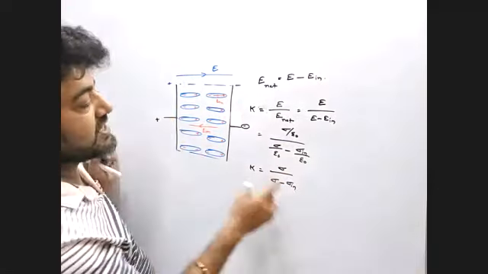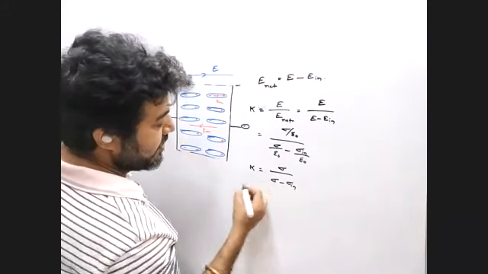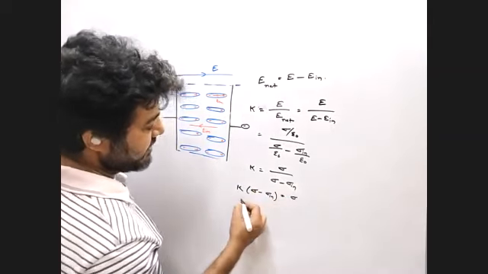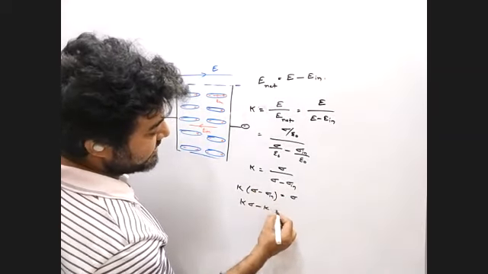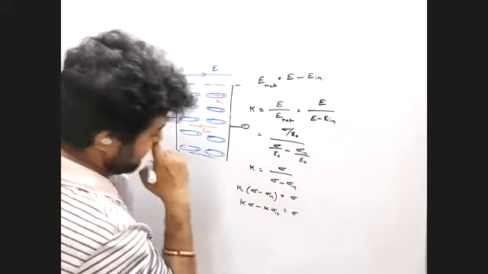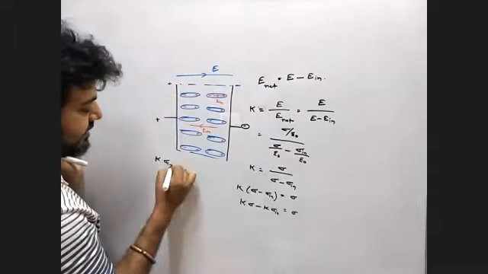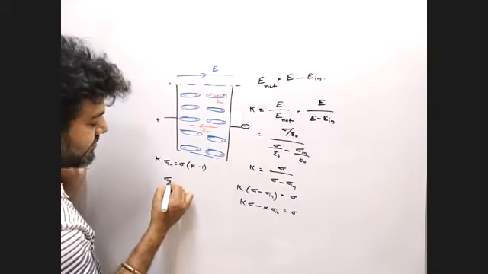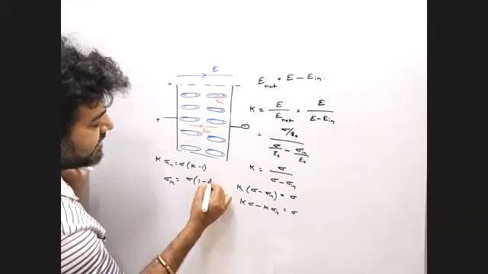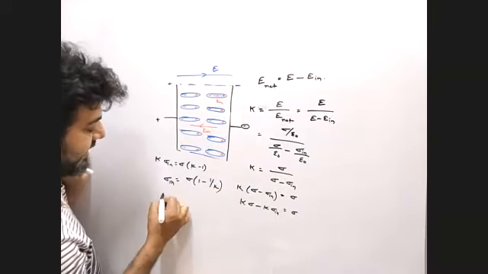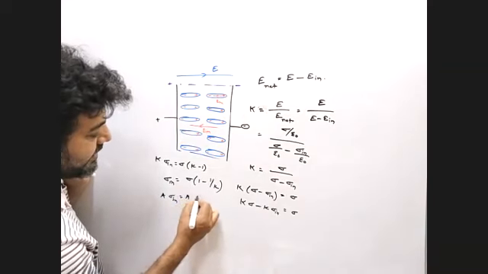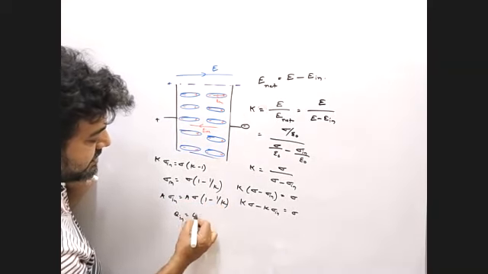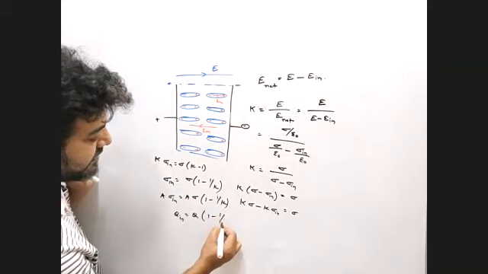Sigma induced is the charge density induced on the dielectric medium. So K times (sigma minus sigma induced) is sigma. So K sigma minus K sigma induced is sigma. So K sigma induced is sigma times (K minus 1). So sigma induced is sigma times (1 minus 1 by K). Multiplying by area, area into sigma induced is area into sigma times (1 minus 1 by K). So the charge induced is Q times (1 minus 1 by K).